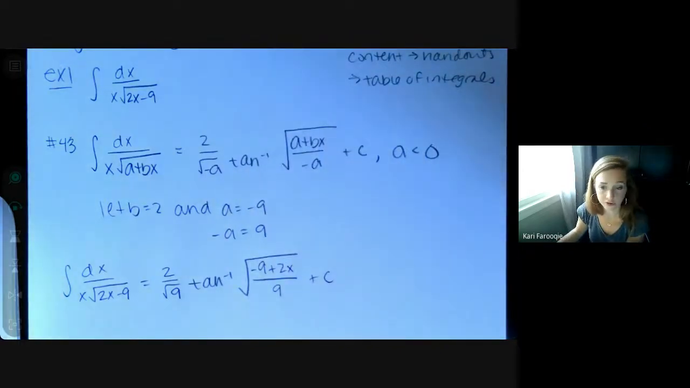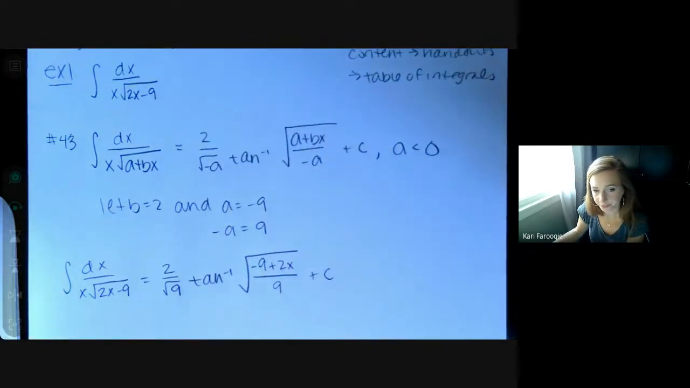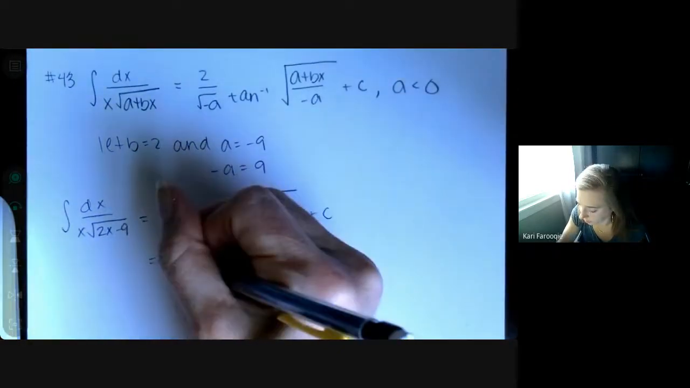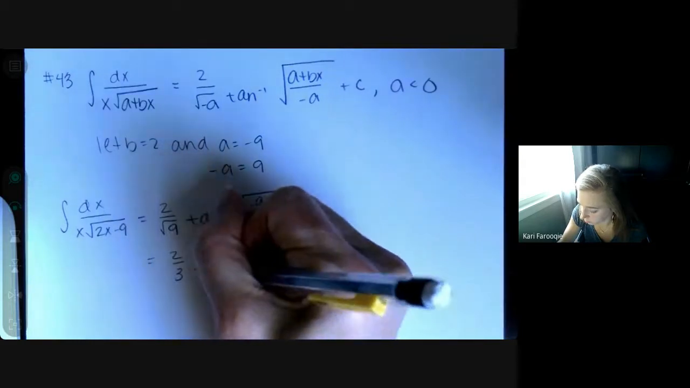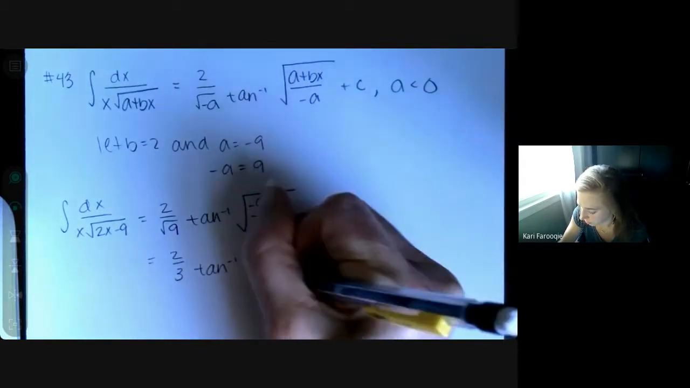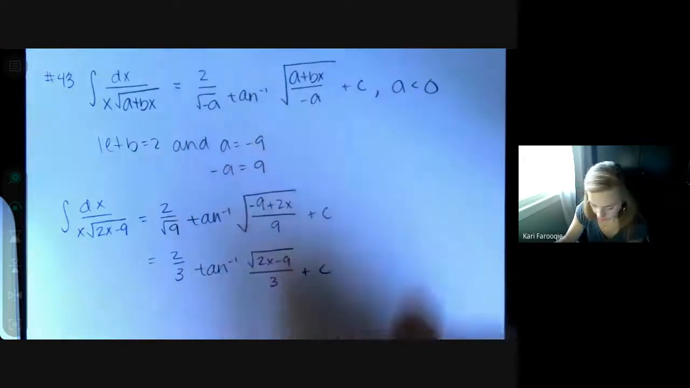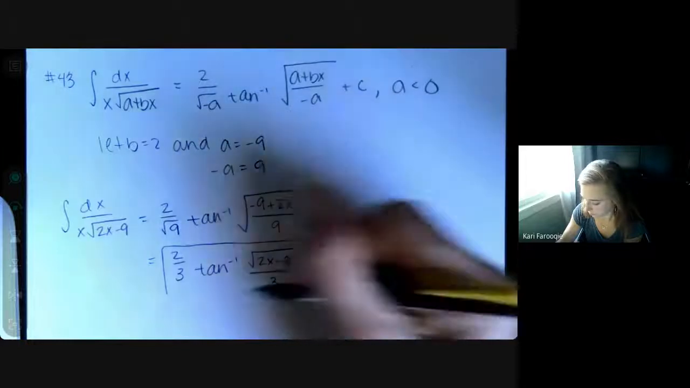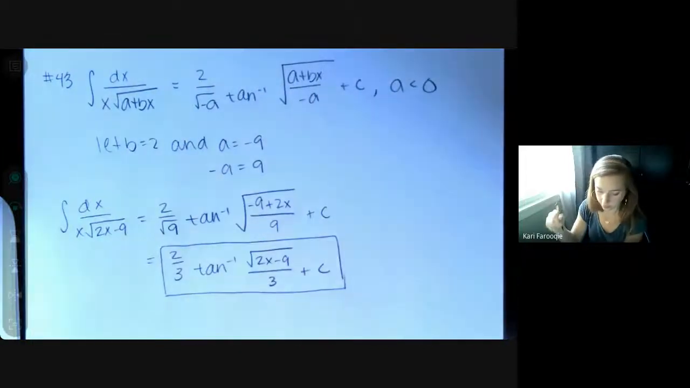And then simplify this. So it's almost done. Just simplify it out a little bit. So this will be 2/3 times the inverse tangent of the square root of 2x minus 9 divided by 3 plus c. All right, first one's done.